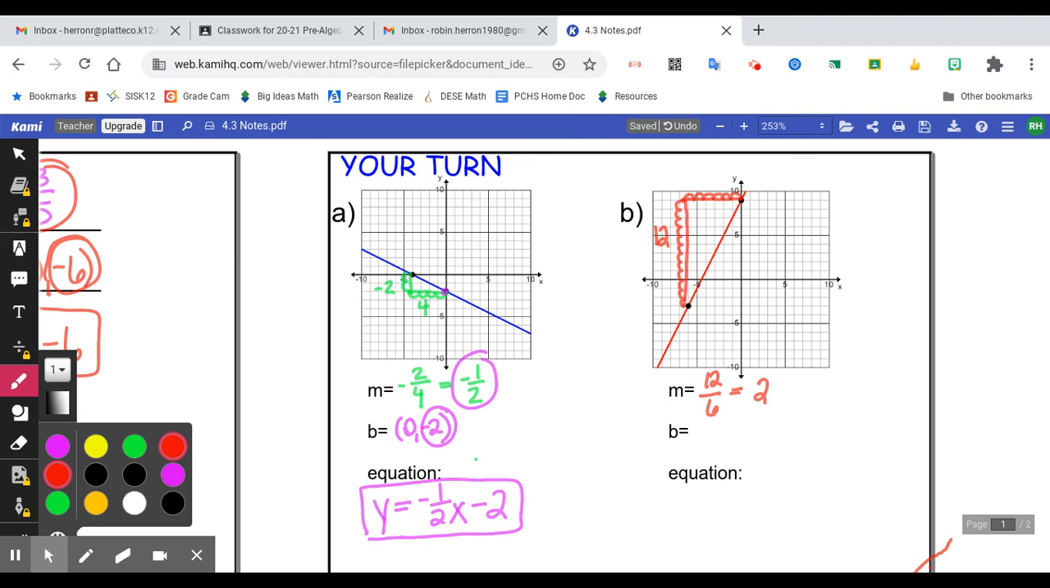Okay, my y-intercept is right here, which is at 9. So 0, 9. Here's my m, here's my b. So y equals mx plus b.